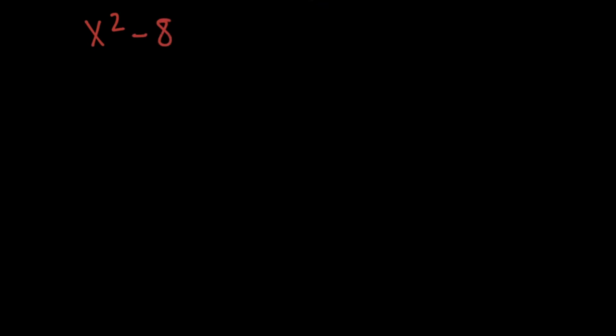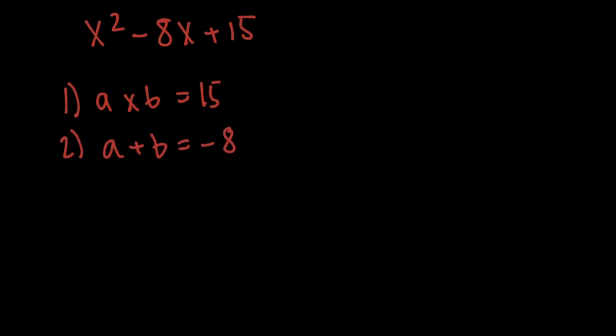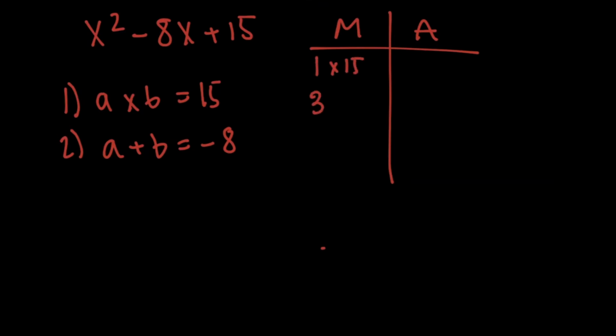So this next problem, we're going to do x squared minus 8x plus 15. So rule number 1, the two terms, a and b, need to multiply to 15. And second, a plus b needs to add to negative 8. So let's go ahead and just make our table and break down the factors of 15. So 1 and 15 and 3 and 5. And if we add them, we get 16 and 8. We can see that actually neither of these meet our requirement of the two terms adding to negative 8.